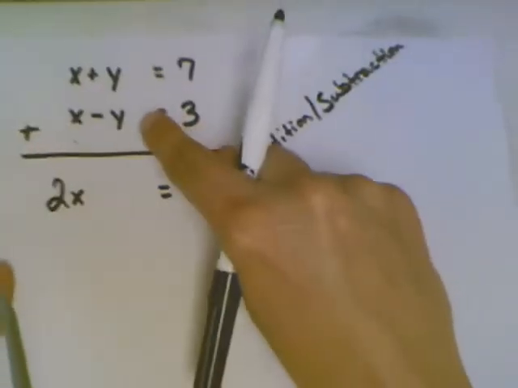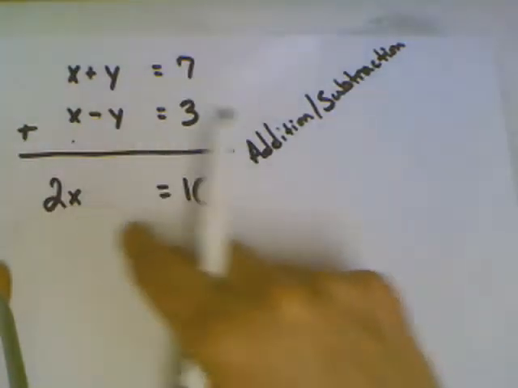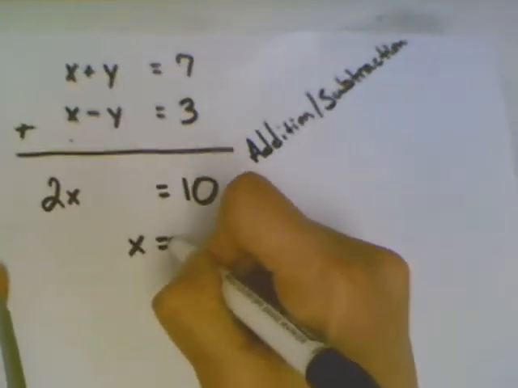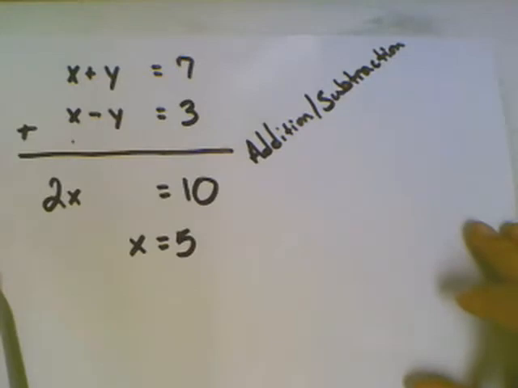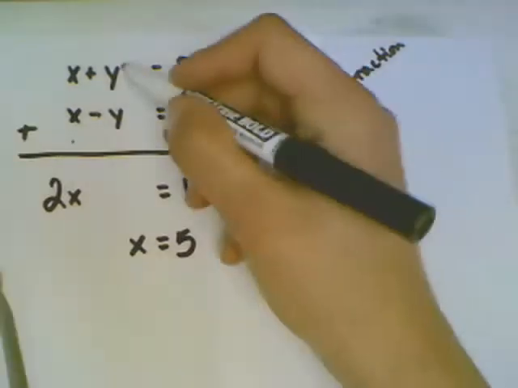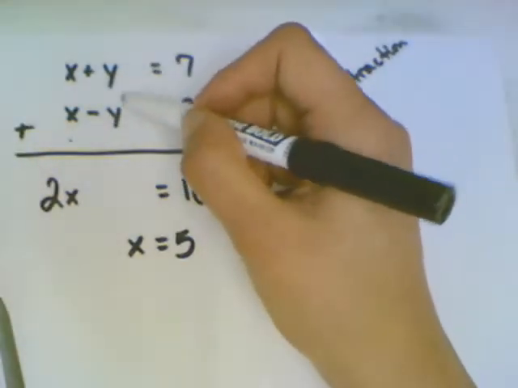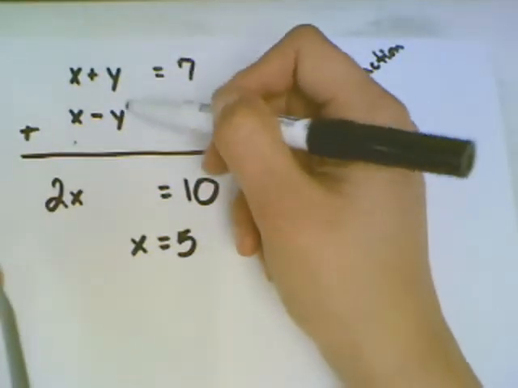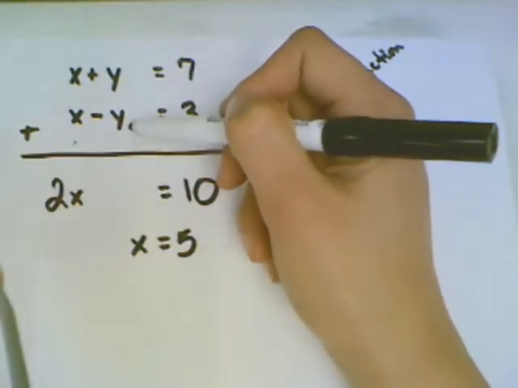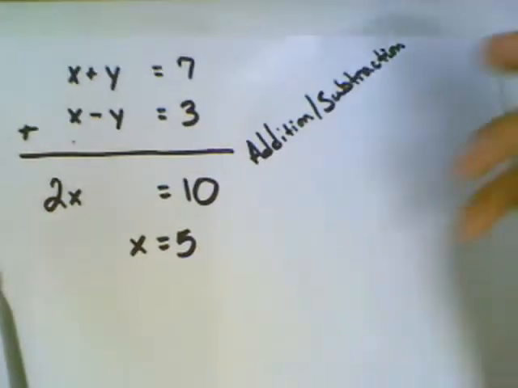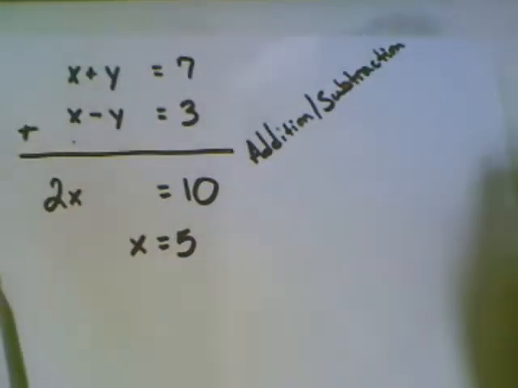In my resulting equation, the y's were eliminated. So now I can easily solve for x and figure out that x is 5. The whole purpose of adding equations together is that one of the variables, in this case y, goes away. One's positive, one's negative, they cancel out.